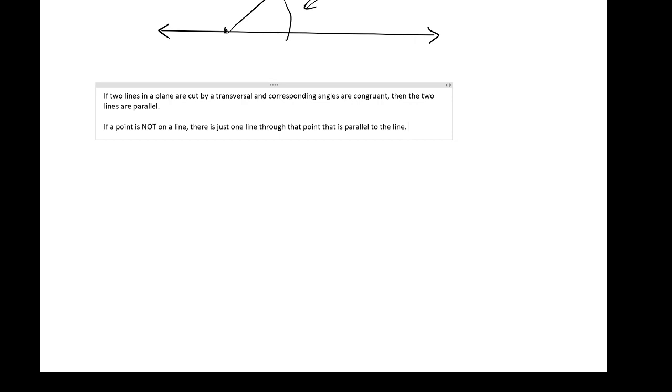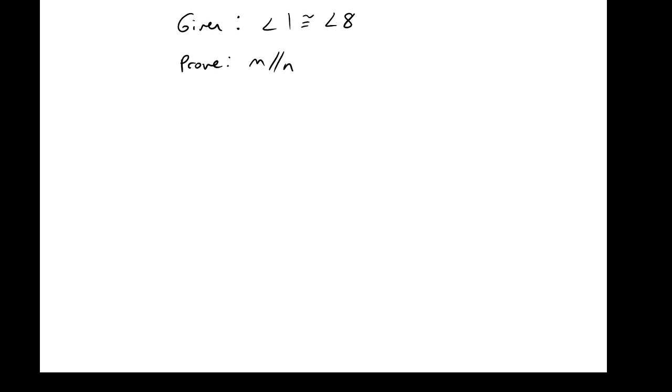So, let's do a quick proof here, similar to what we actually accomplished in class yesterday. We did this with alternate exterior angles, but I'm going to show you guys here real quick. We have angle 1 congruent with angle 8, and we're going to prove M parallel to N. Okay, so we're actually going to prove parallels here.